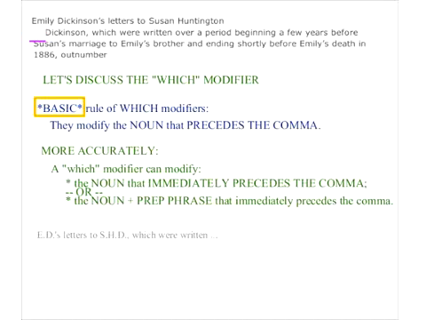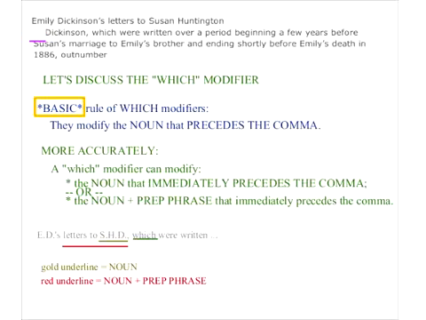So notice, here's your which modifier. Since either one of these is an allowed option, we can just use context to figure out which way it works. If it just modified Susan Huntington Dickinson, then that would be just a noun. But if it modified all of this, letters to Susan Huntington Dickinson, then that would be the noun plus prep phrase. So the gold underline is the noun, the red underline is the noun plus prep phrase.